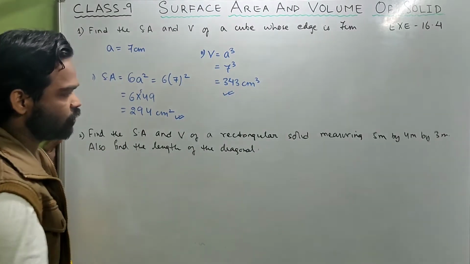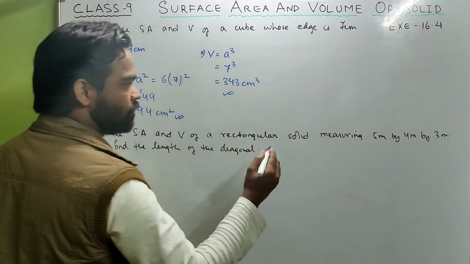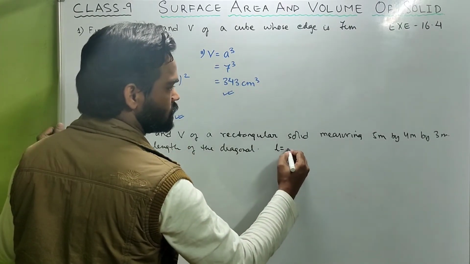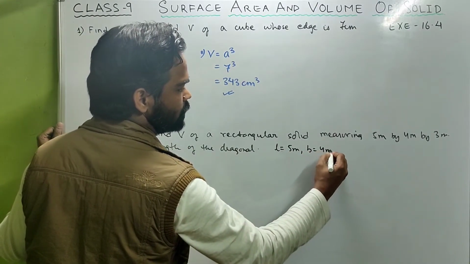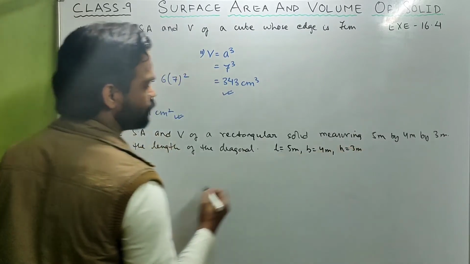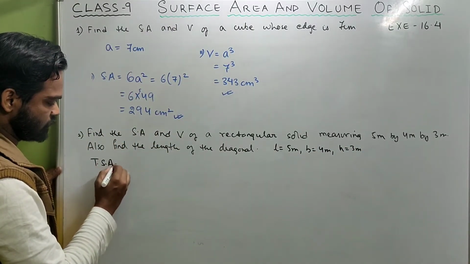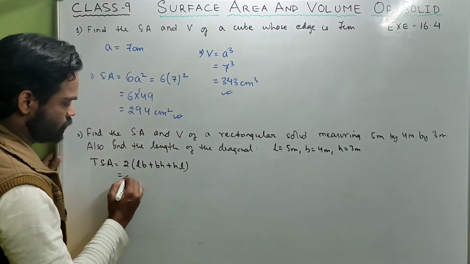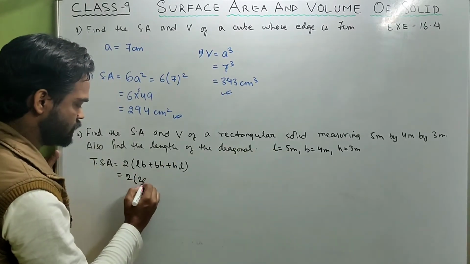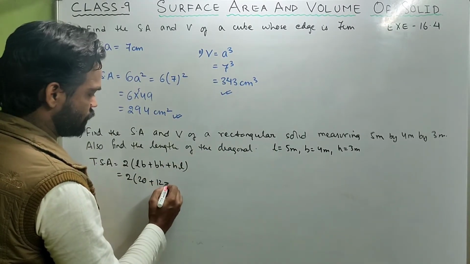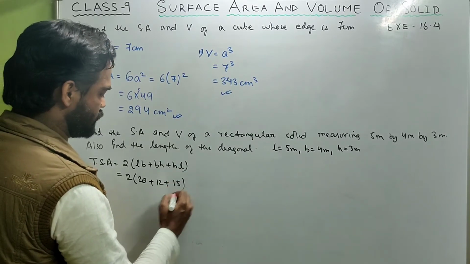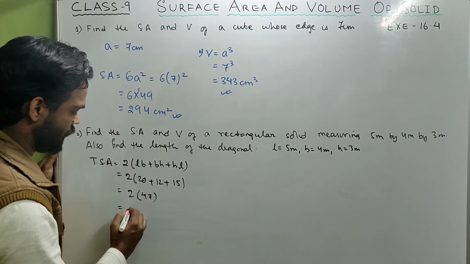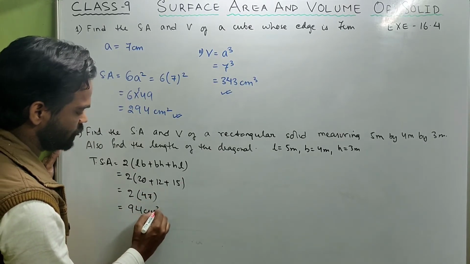Find the surface area and volume of a rectangular solid measuring 5 meter by 4 meter by 3 meter. Also find the length of the diagonal. So length is 5 meter, breadth is 4 meter and the height is 3 meter. The total surface area is twice LB plus BH plus HL, isn't it? So twice LB, which means 5 4s are 20, BH, that's 4 3s are 12, HL, that's 5 3s are 15. So that's twice 47, which is 94 meter square.